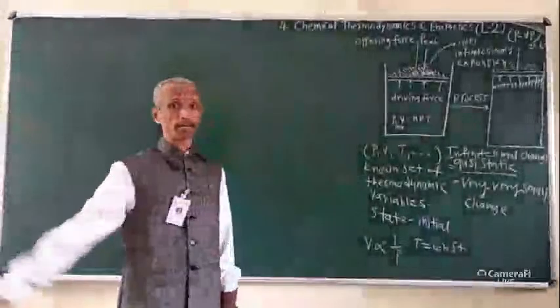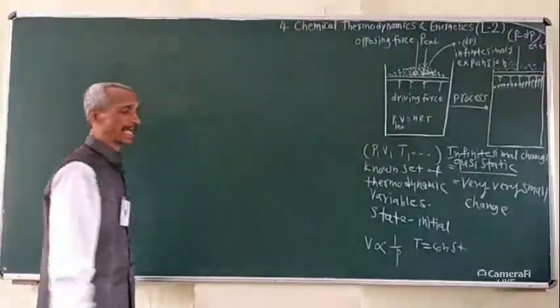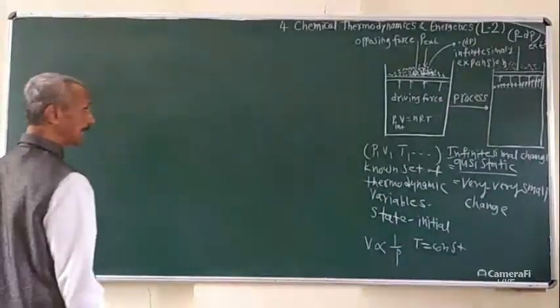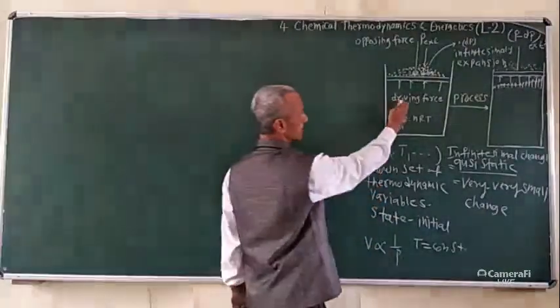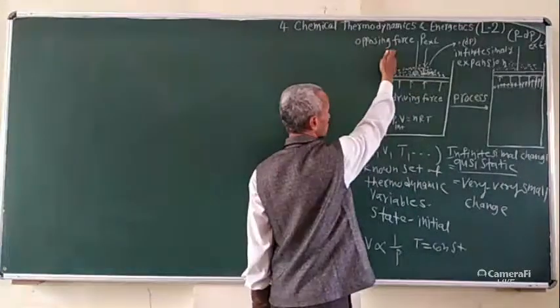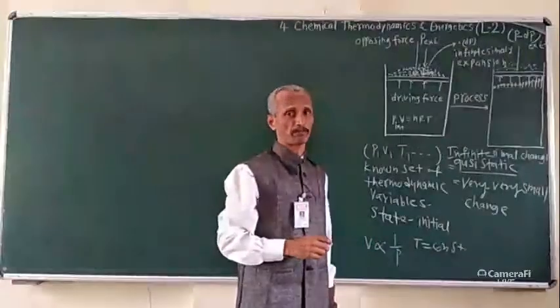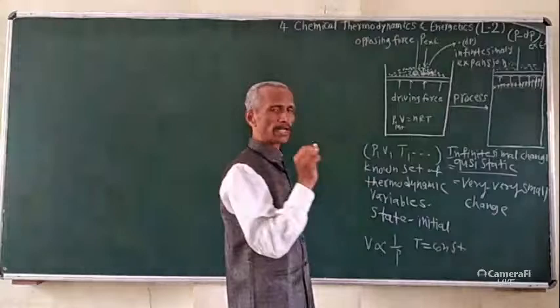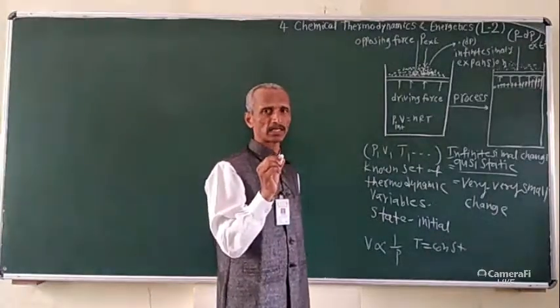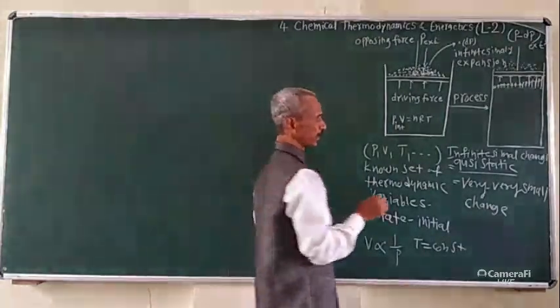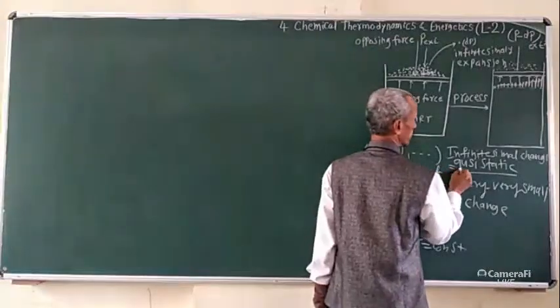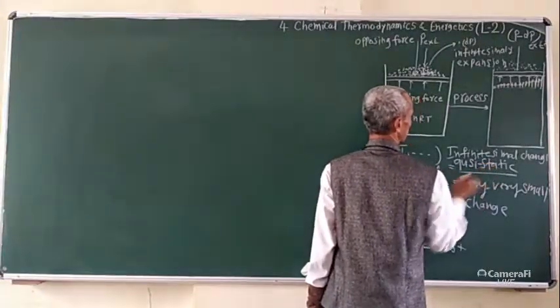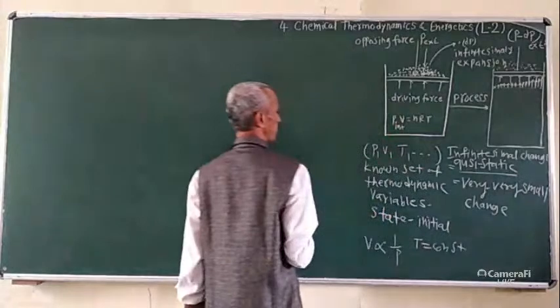What is meant by a reversible process then? If the process is carried out very slowly, where the driving force and opposing force are nearly the same, or there is a very small, infinitesimal difference, then the process is said to be quasi-static. Quasi-static. Very simple.